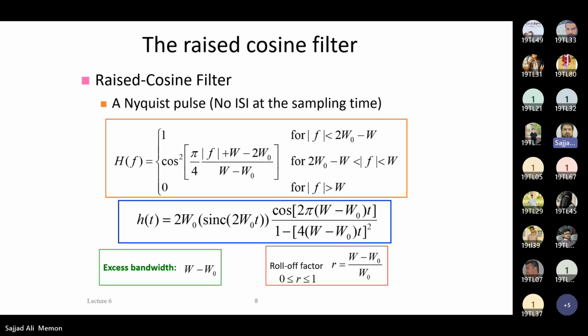So that is the transfer function of the raised cosine filter. We also call that a Nyquist pulse, that is a rectangular pulse, and a sinc function and a sinc pulse in the time domain, and in the frequency domain it is the rectangular pulse. Excess bandwidth W minus W naught, and this is the roll-off. So that is in between 1.